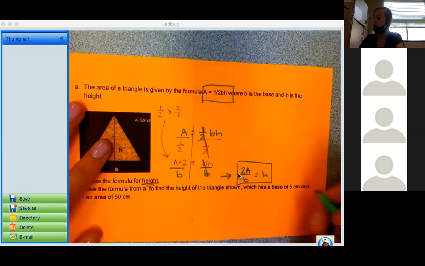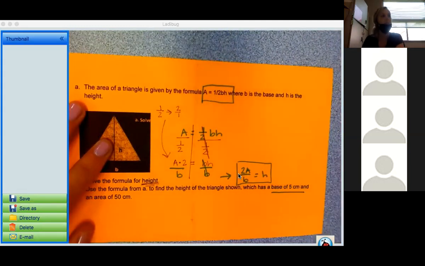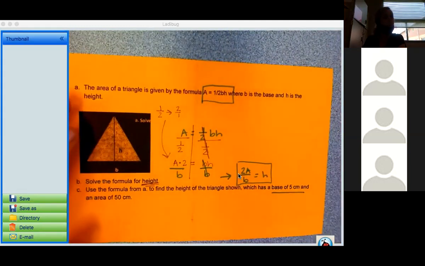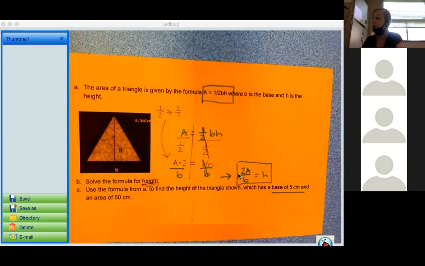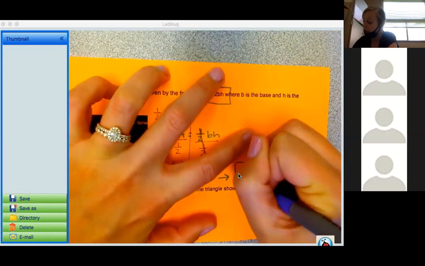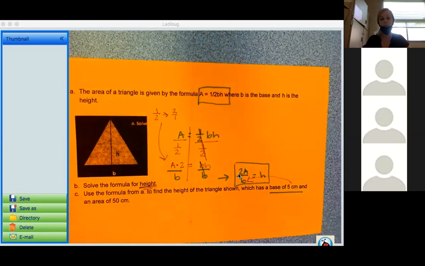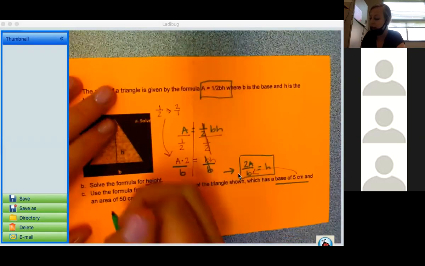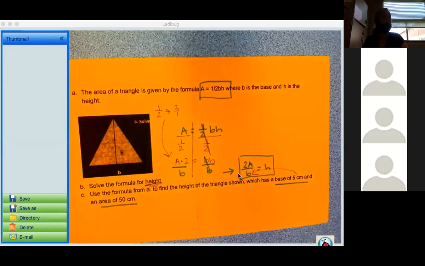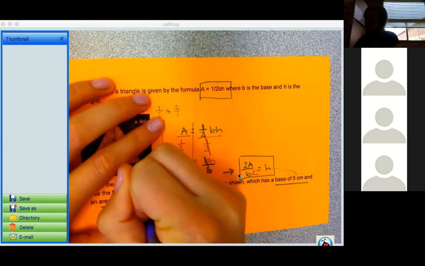So I have a question. If they told us the base was 5, where can I go put that in at? The B. Good. So we can put 5 in right here. And if they told me the area is 50, where can I go put in 50? For the A. So I'm going to go put the 50 in.